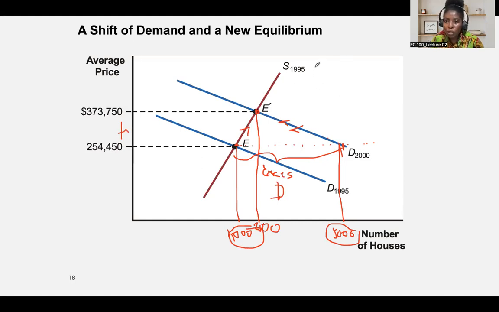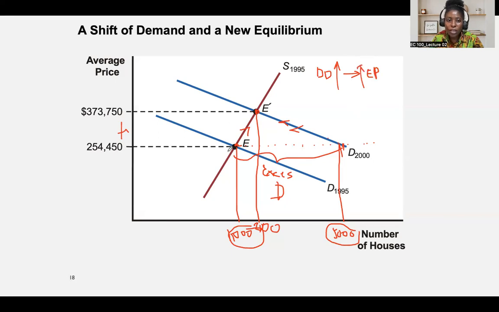When there's an upward shift in the demand curve, what happens to equilibrium? We just move from the first equilibrium to the new equilibrium. What happened to the equilibrium price? Equilibrium price was this much, now it's this much. This is the new equilibrium. So the equilibrium price has increased, right?